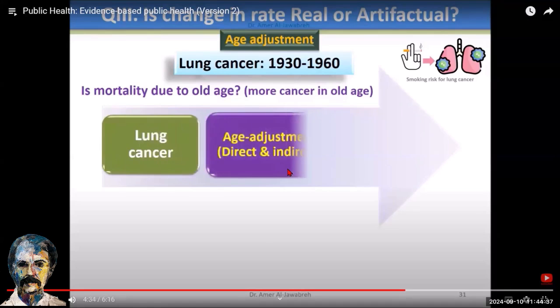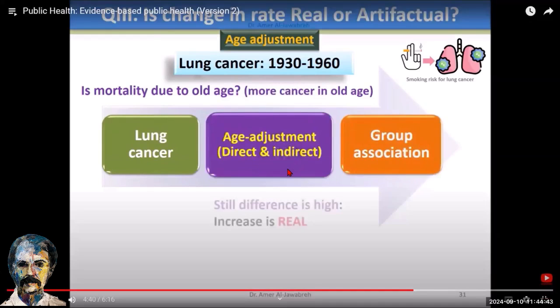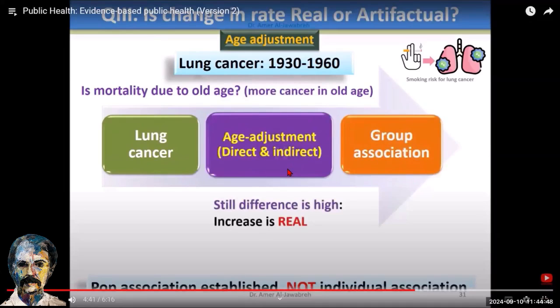And when they did this standardization of rates by age adjustment, they found group association, not individual. They found that still after standardization, there is a difference in rates. So they said that the increased rate of cancer in elderly is real, not just because of old age. And very important, all the time when we talk about association, we have population association, we look at the community and not the individual, because individual is difficult, and I will show you in a minute why it is difficult.